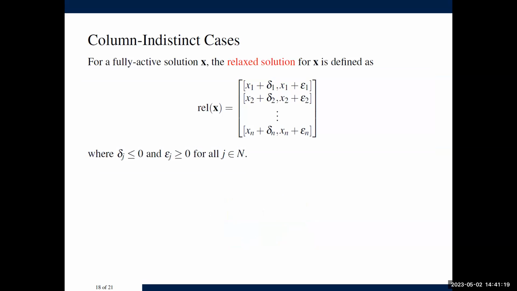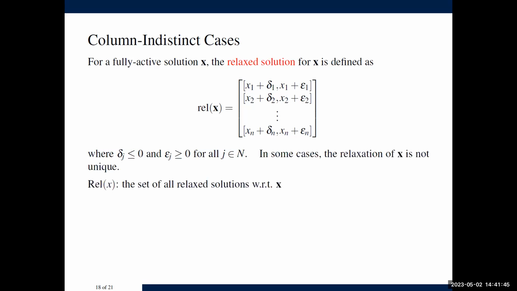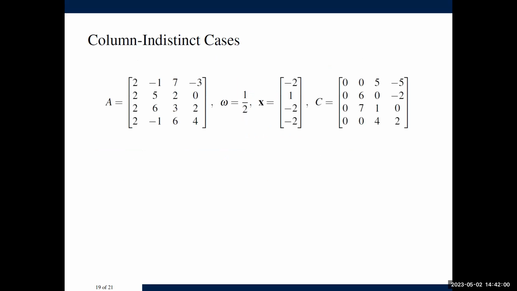And then for a fully active solution, the relaxed solution for x is like this. So we can either decrease some element in this one, so the delta J should be negative, or we can also increase by epsilon J. Obviously, the epsilon J must be non-negative. In some cases, the relaxation of x is not unique. I will give the examples. And the Rel, with the capital R, is the set of all relaxed solutions. Okay, now let's have examples.